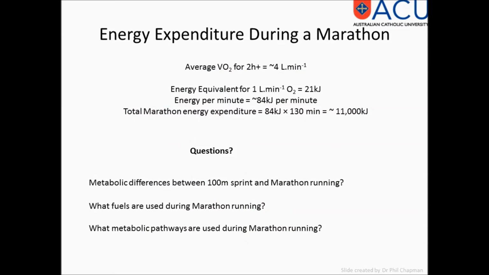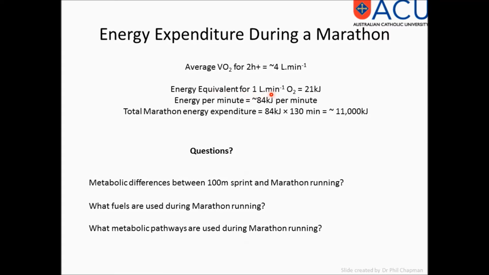So here's just some figures of what's required for a marathoner. Average VO2 for 2 hours, about 4 litres per minute, and these marathon runners are pretty small. So 4 litres might equate to around 70-75 mils per kilogram per minute. That's average VO2 for the whole 2 hours. Not the VO2 max, but the submax VO2 that they can sustain for 2 hours.